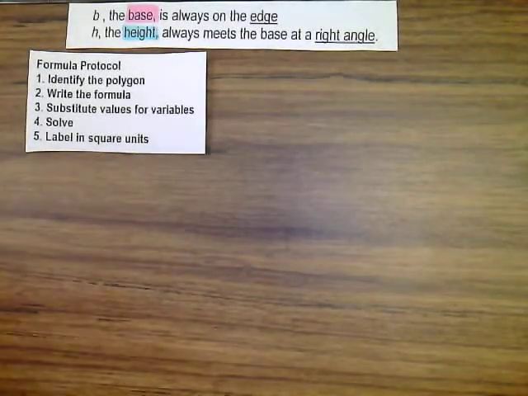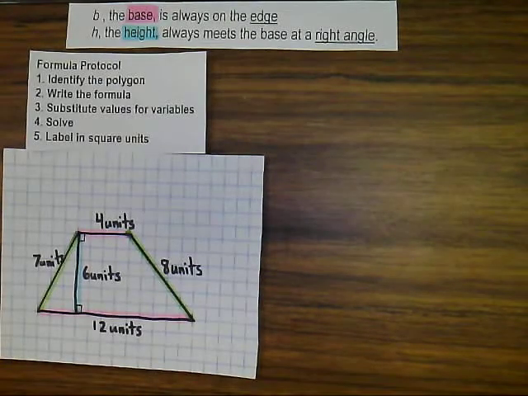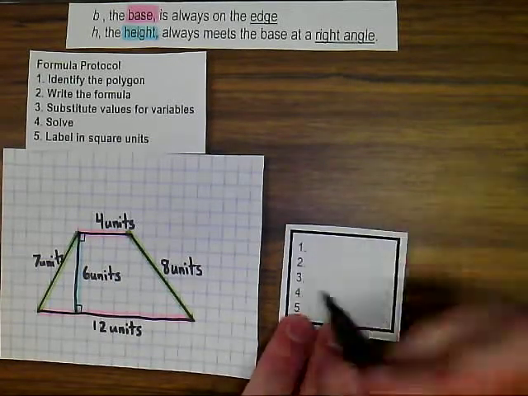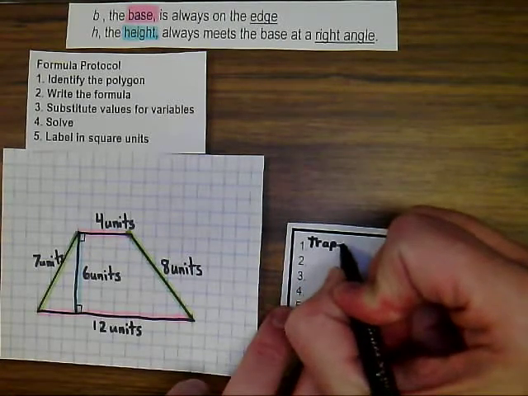One of the more complex formulas that we use in 6th grade is the formula for finding the area of a trapezoid. And I've purposely labeled this trapezoid with extra measures to make sure that we take extra care in only using the parts that we need. So again, the first thing we're going to do is identify the figure, and this is clearly a trapezoid.